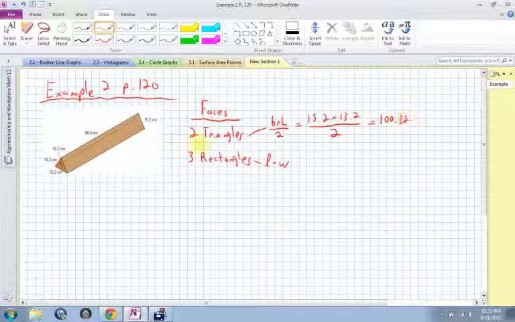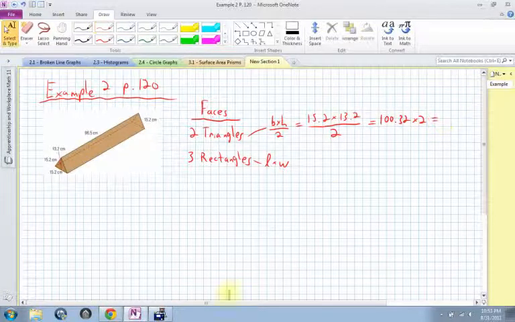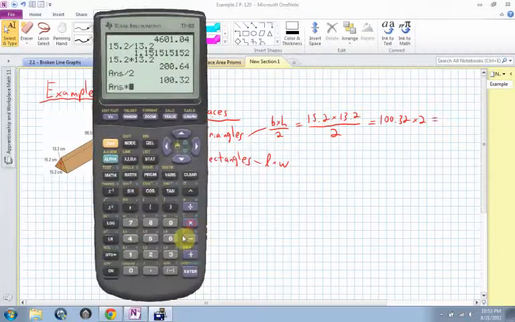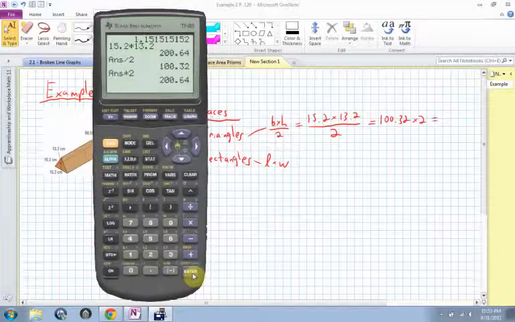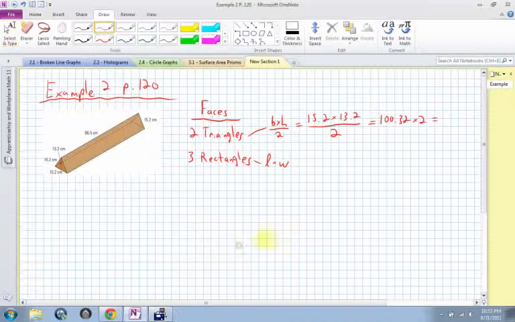But since there's two of them, I multiply that area by 2, because there's two triangles. So I times that by 2, and it should get me right back to 200.64. That is the area of both triangles.